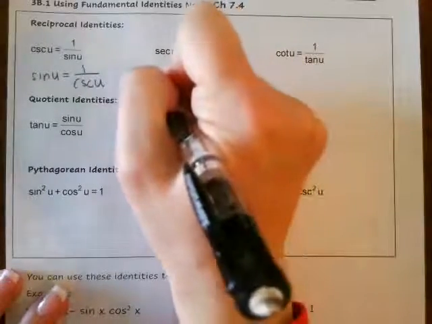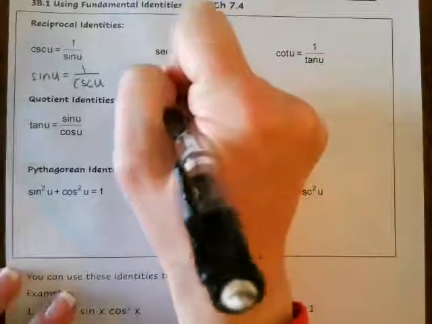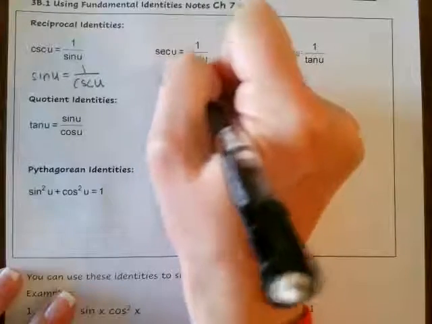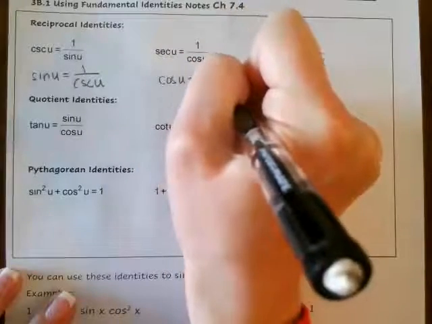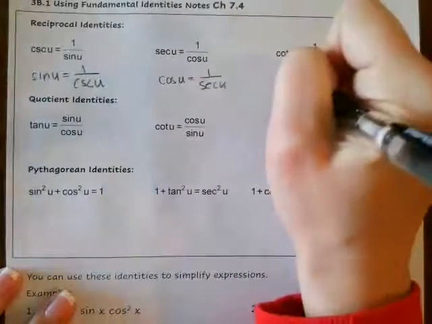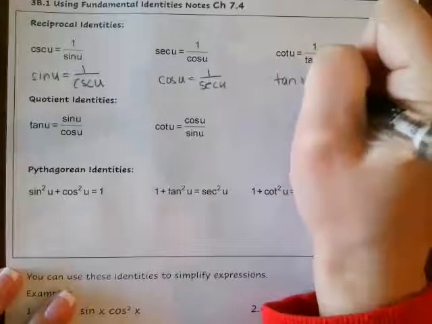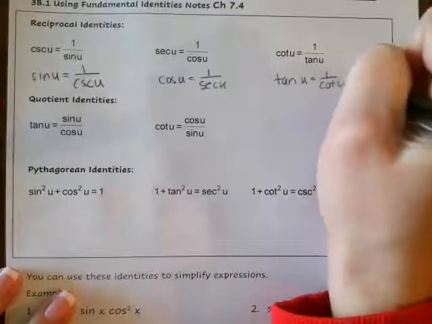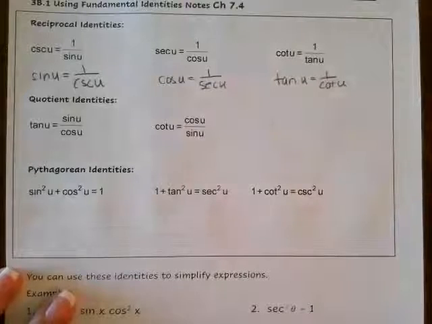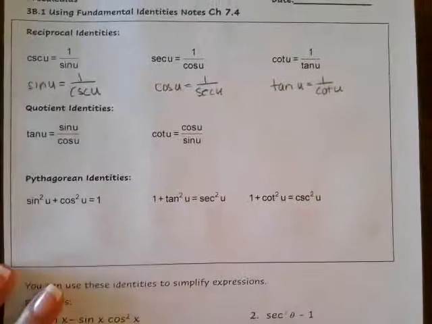Same thing with the secant of u and cosine. That means the cosine of u is equal to 1 over the secant of u. And for the cotangent, then tangent of u is equal to 1 over the cotangent of u. Those are the ones that you're going to have to be able to recognize and recognize quickly.